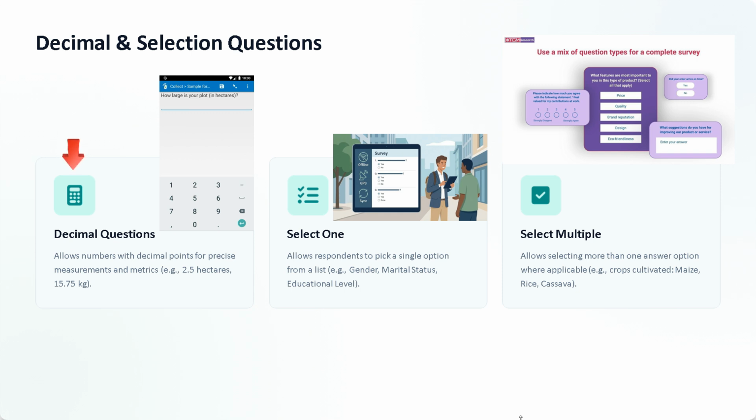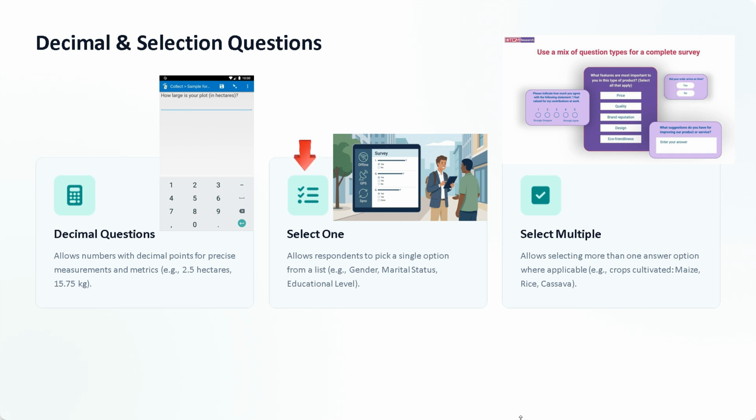For number three, we will have a decimal question. A decimal question is used when the answer may contain decimal values. All right, so examples are farm size in hectares, weight, distance, or income. For example, 2.5 hectares or 15.75 kilograms.